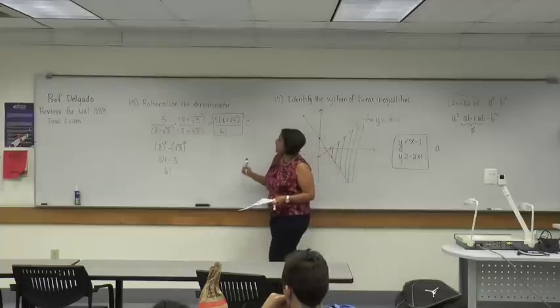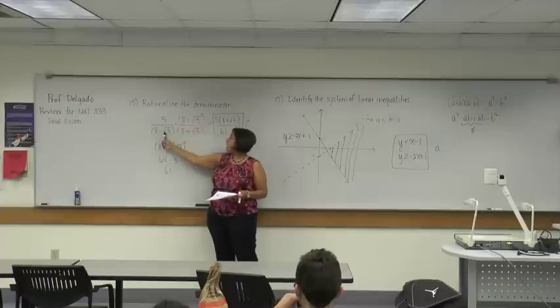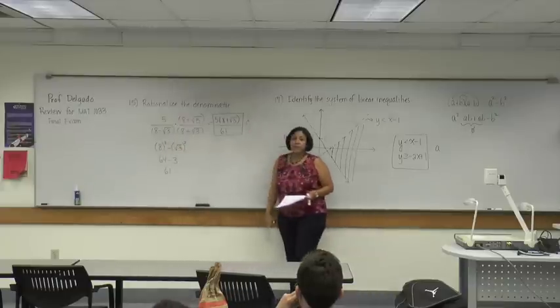So the key to rationalizing a denominator when the radical is contained as one of multiple terms is to multiply, in this case, by the conjugate. Okay? And that will get rid of that radical in the denominator.